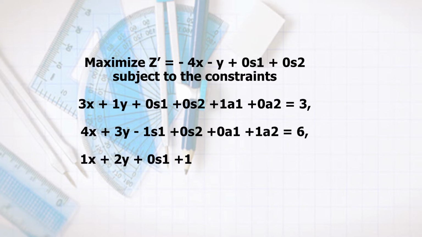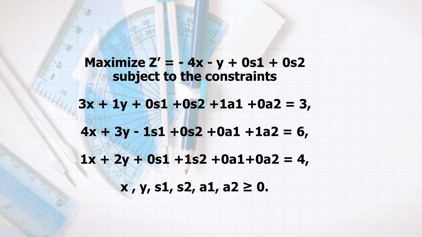1x plus 2y plus 0 s1 plus 1 s2 plus 0 a1 plus 0 a2 is equal to 4, where x, y, s1, s2, a1, a2 are all greater than or equal to 0. Since we have added two new variables for the sake of introducing the missing basis, this problem is different from the original maximization problem.